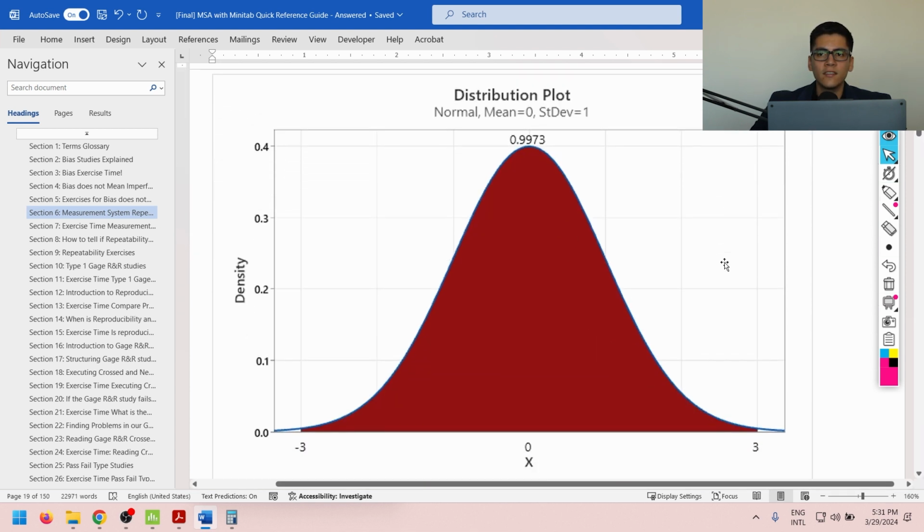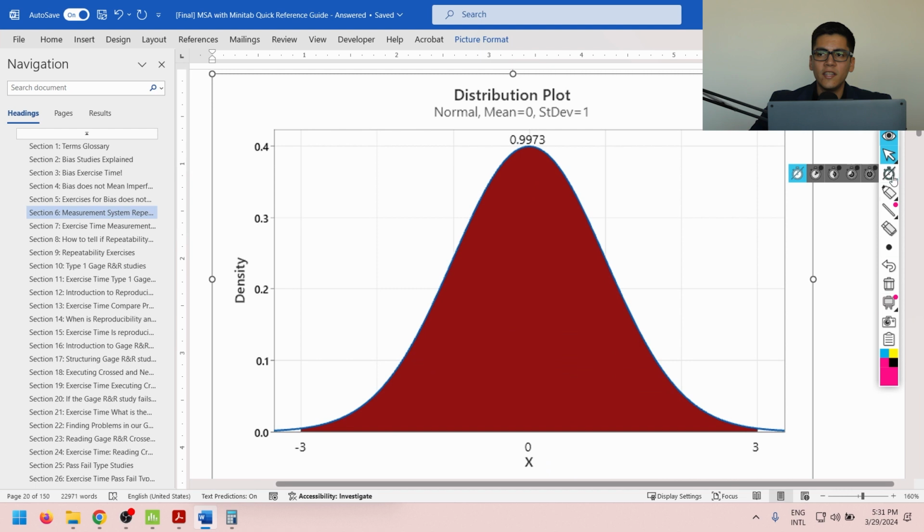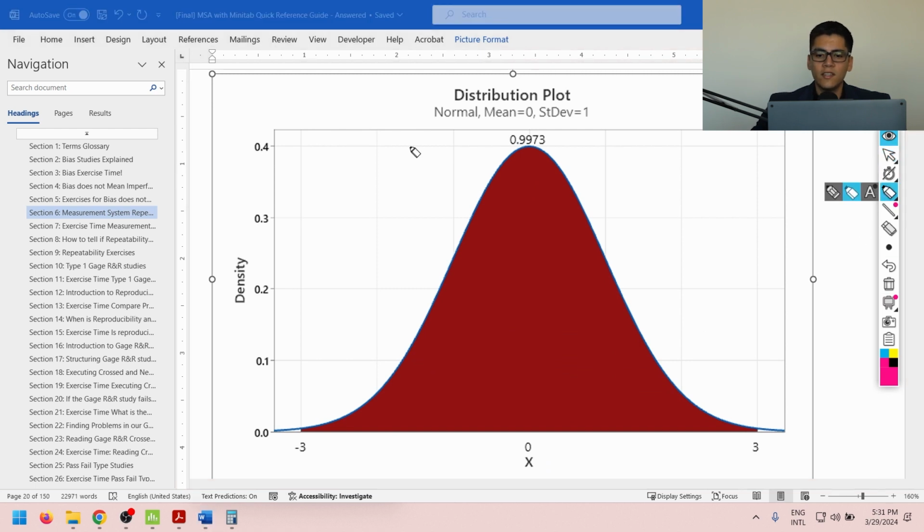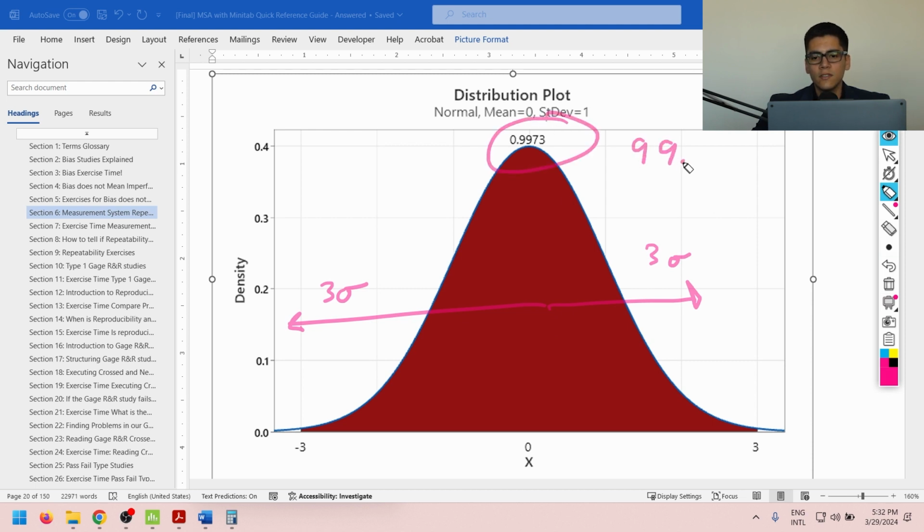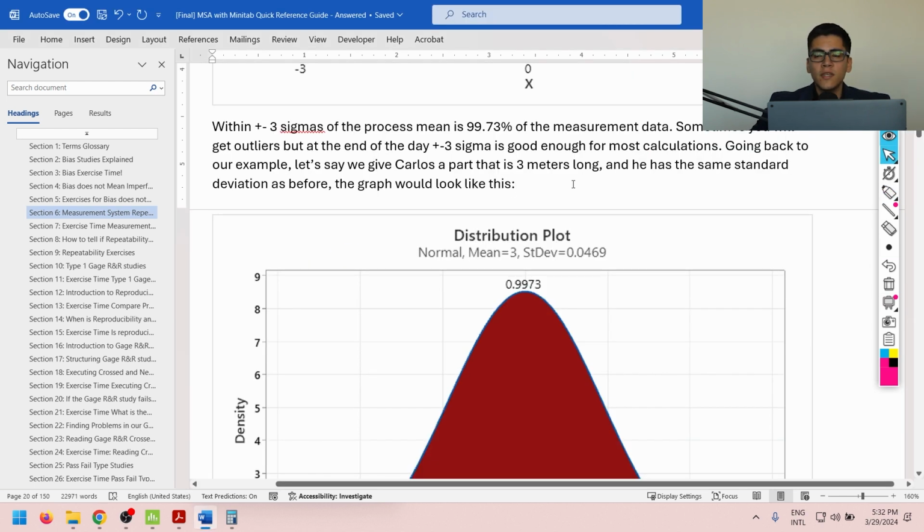Visually, it will look something like this. I have my mean here in the middle, and I expect most of my data to fall within this range of 3 sigmas toward the right and 3 sigmas toward the left. That is around 99.73% of all data results. There are a couple of stragglers shown here and here, but in statistics, we don't really worry about them. Most of my data is already contained within this rule. Within plus or minus 3 sigmas of the process mean will be 99.73% of my data.